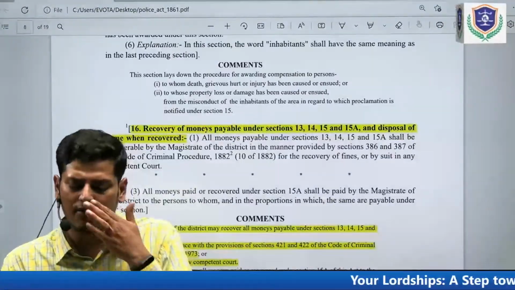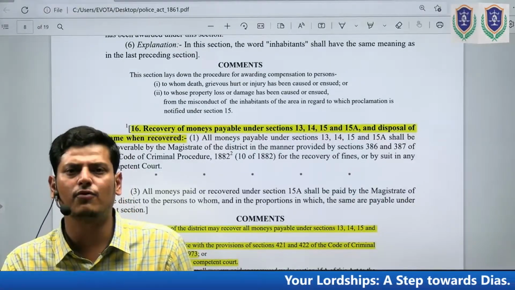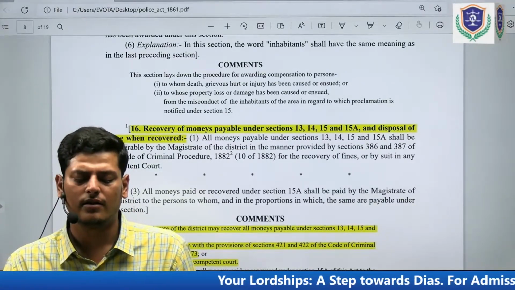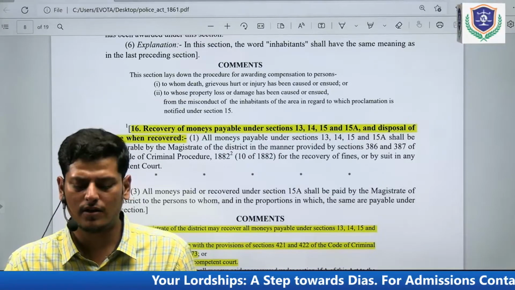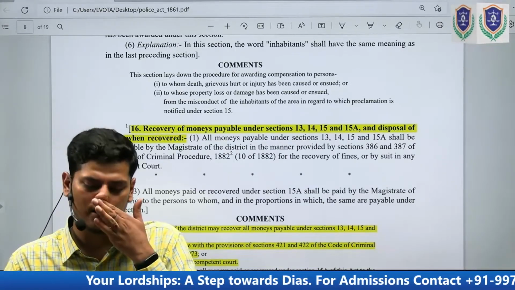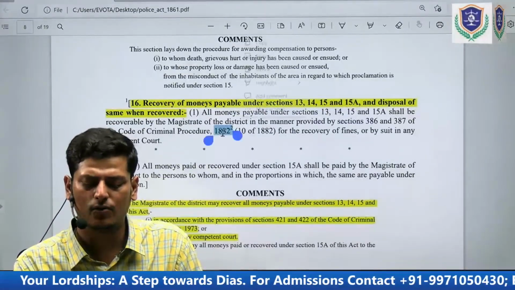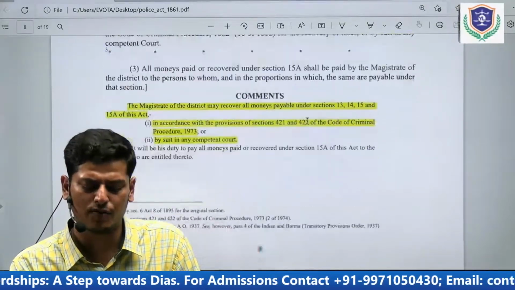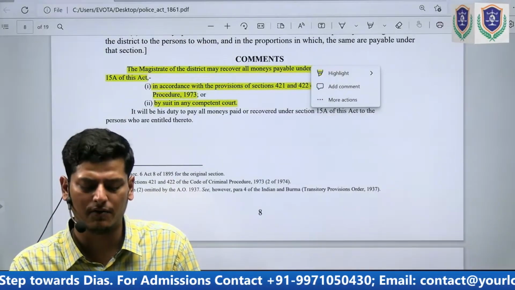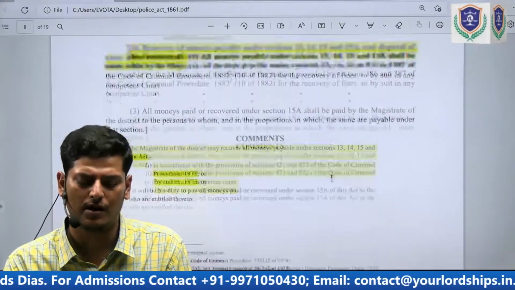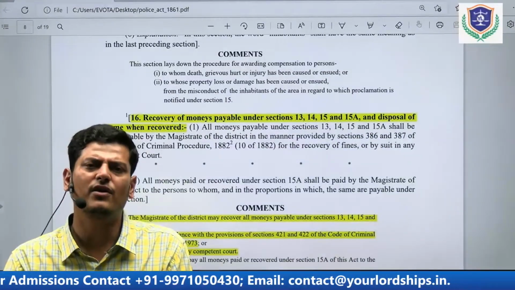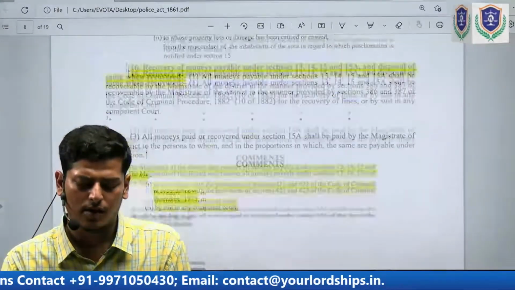Then we have recovery of money payable under section 13, 14, 15, 15A, which has been done in accordance with the कोड ऑफ क्रिमिनल प्रोसीजर. यहाँ पे पुराना 1882 का दिया हुआ है, अभी तो करंटली आपका 1973 है, उसमें 441, 421 एंड 422 ऑफ द सीआरपीसी अकॉर्डिंगली लग जाता है. रिकवरी ऑफ मनी से रिलेटेड जो प्रोविजन है, सो दिस इज देयर.